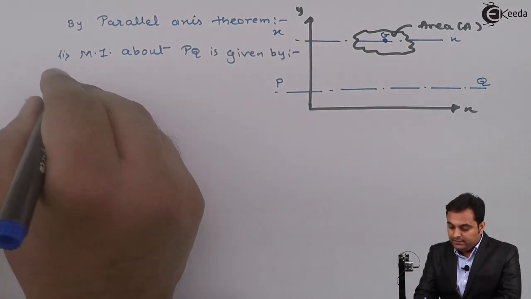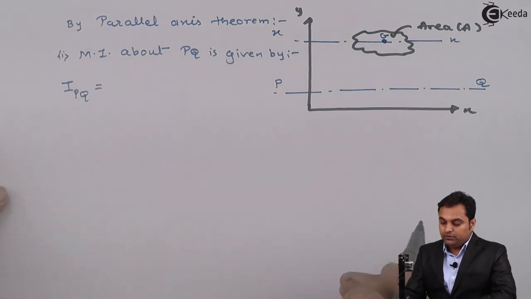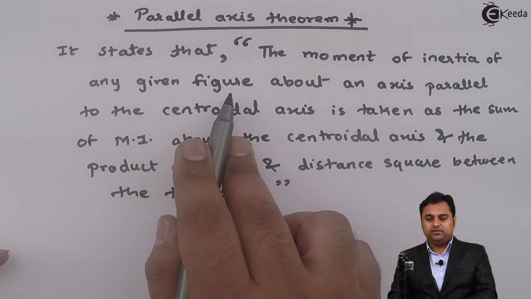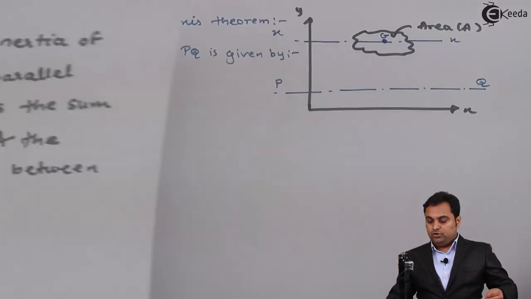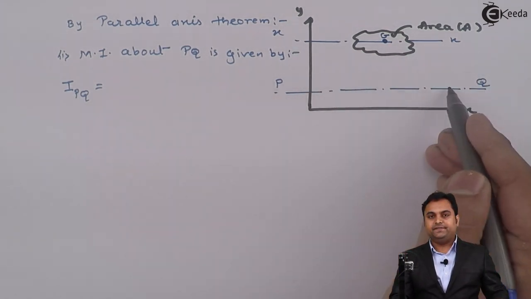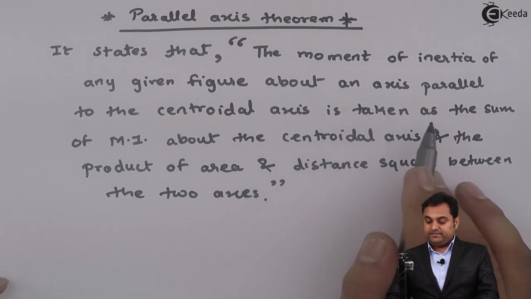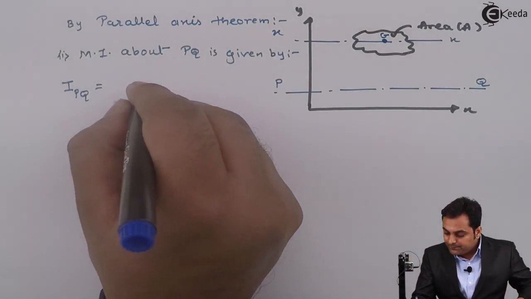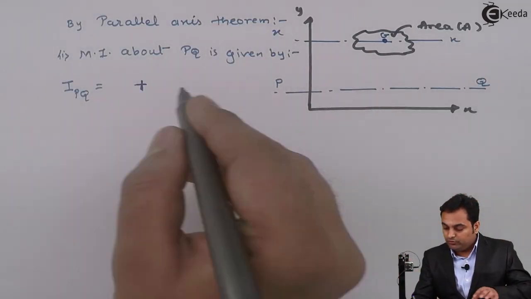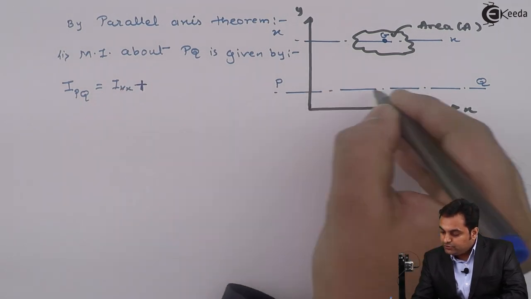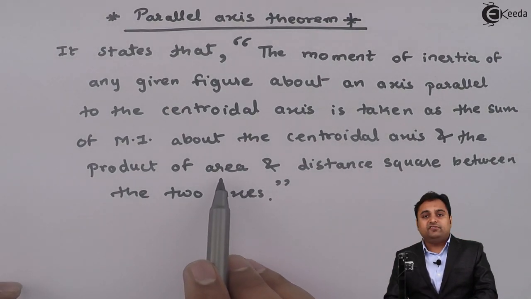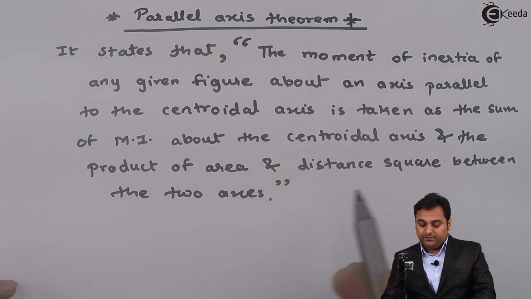is given by I suffix PQ will be equal to, now I'll justify with the statement that the moment of inertia of any given figure about an axis parallel to the centroidal axis. So PQ is parallel to X axis, is taken as the sum of, that is addition of, MI about the centroidal axis, that is about XX axis, because PQ is parallel to XX, plus the product of area and distance square between the two axes.